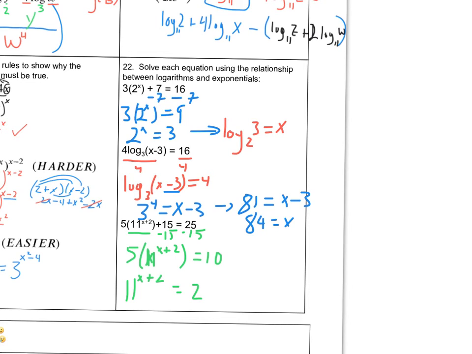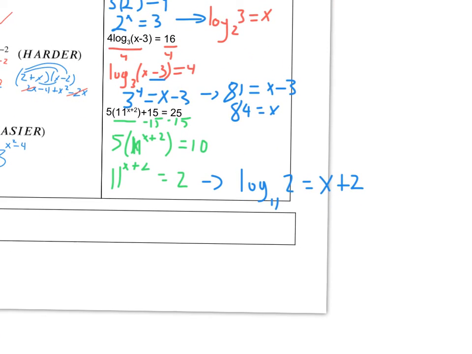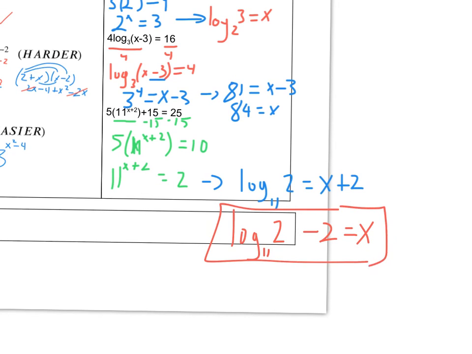I'm going to convert this to log, and that's going to be log base 11 of 2 is equal to x plus 2. And then finally I've got to get that x by itself, and here it actually gets a little bit easier because we cannot combine those things. So we get log base 11 of 2, and then minus 2 is equal to x. At this point you're done. You cannot do anything else in this problem.